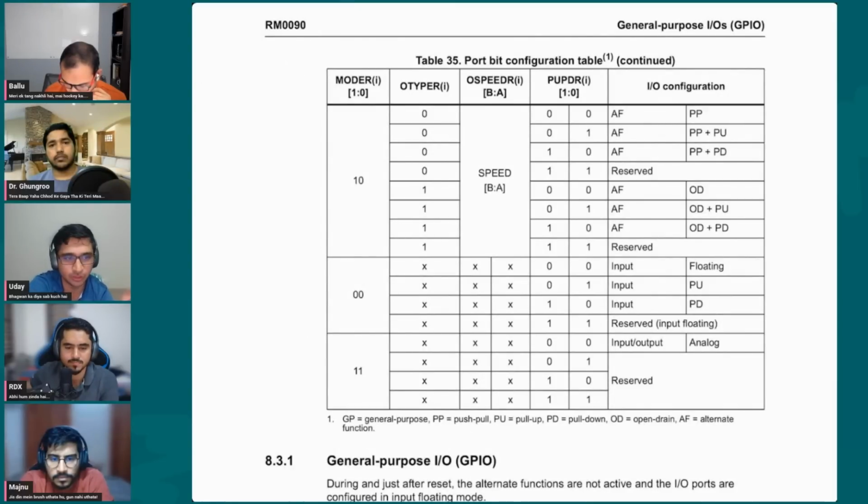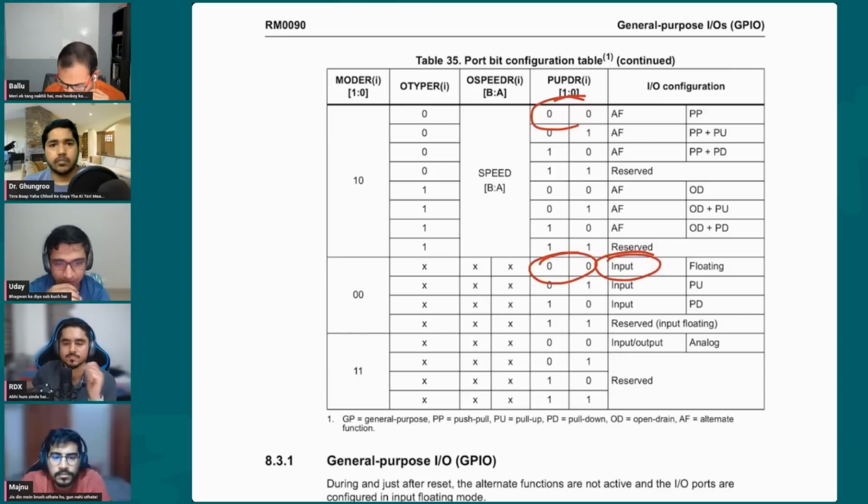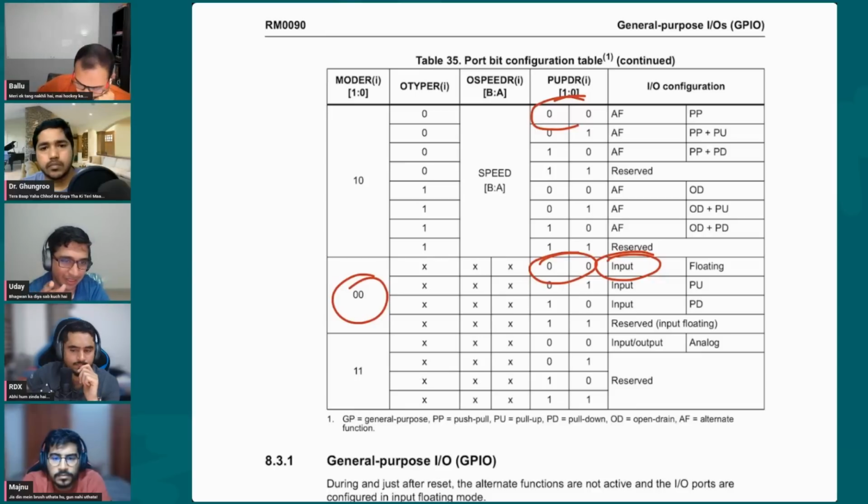If you look at 00, where the mode register is 00, you see that the IO configuration is input. So what we know from here is that the mode register dictates whether the pin is input or output.